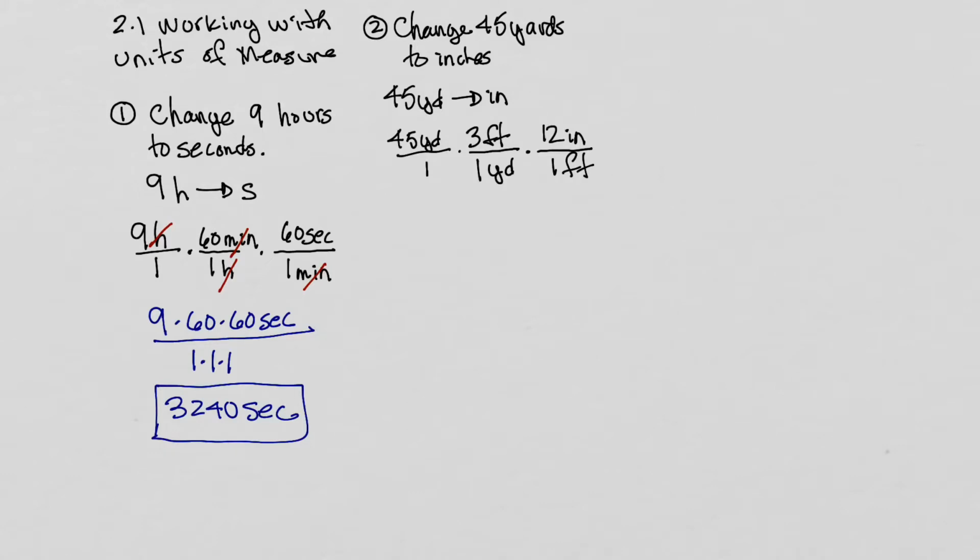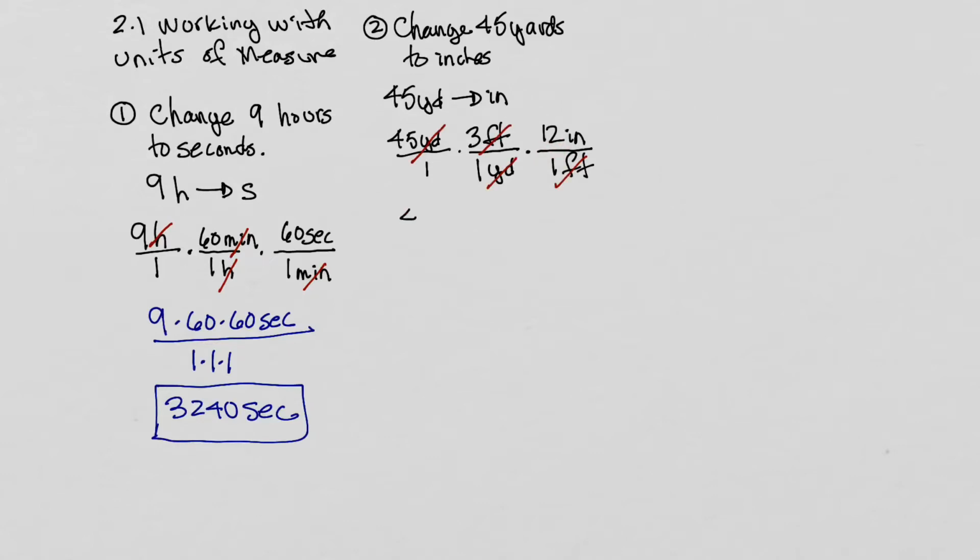Now keep in mind what we're doing here. We start with 45 yards. We multiply it by this conversion factor. But this is just a 1, right? 3 feet and 1 yard, that's the same thing. That's just a 1. So if we multiply by 1, we're not changing the value. We're just changing the appearance. Then we again multiply by 12 inches over 1 foot, which is the same thing, so this is just a 1. So we're just starting with the 45 yards, multiplying by 1, multiplying by 1, not changing the value, but just the appearance.